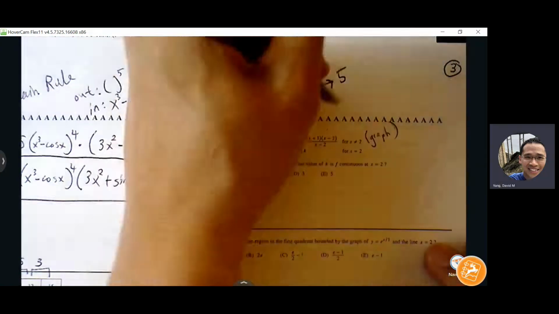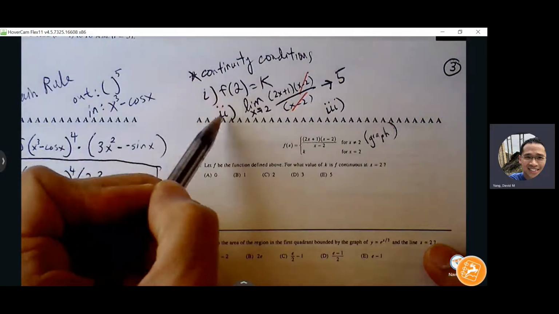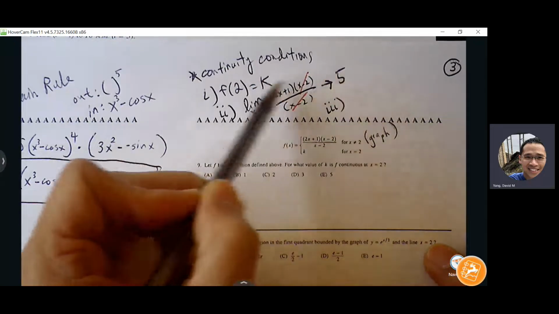So the third condition just goes back and says, okay, look at the first two that you've accumulated, and are they in agreement? Well, we can force them to be in agreement if k is equal to 5.